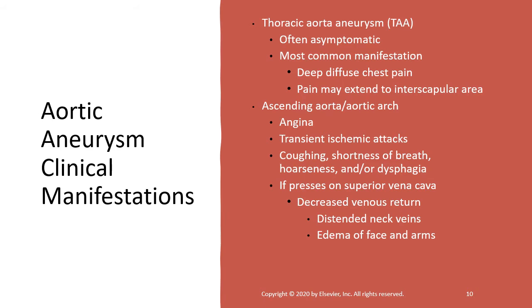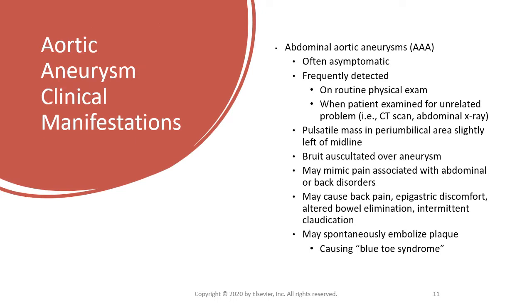Triple A's are often asymptomatic. They are often found during routine physical examinations or evaluations for unrelated problems. A pulsatile mass slightly to the left of the midline may be present. Bruits may be auscultated over the aneurysm. Physical findings may be hard to detect in obese persons. AAA symptoms may mimic pain associated with abdominal or back disorders.